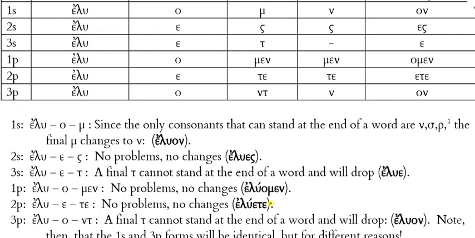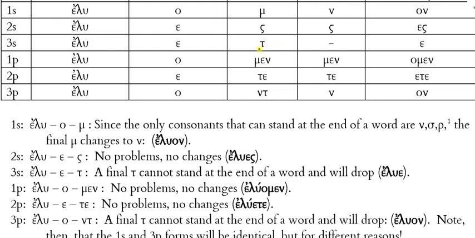I was loosing. Eluan. Next, we have elues. Elues. Here, there's no problem. Everything's good. No modifications. We're all happy. You were loosing. Elues. Next, eluet.